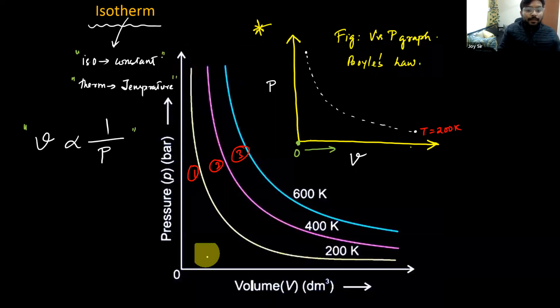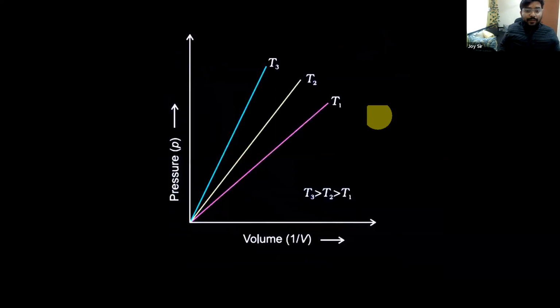This graph will be available in the book, in the NCERT. What we have drawn, that is sufficient. Okay, there is one more graph that we can see. This is pressure versus 1 by V. This is not in the boards. Pressure versus 1 by V.